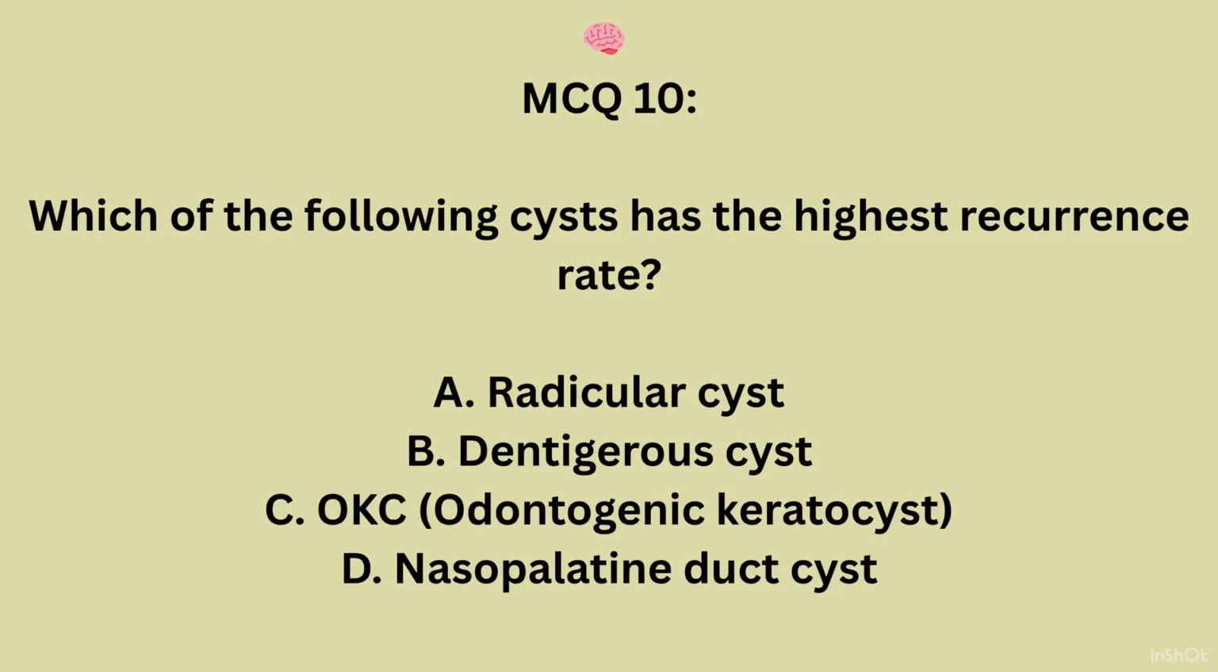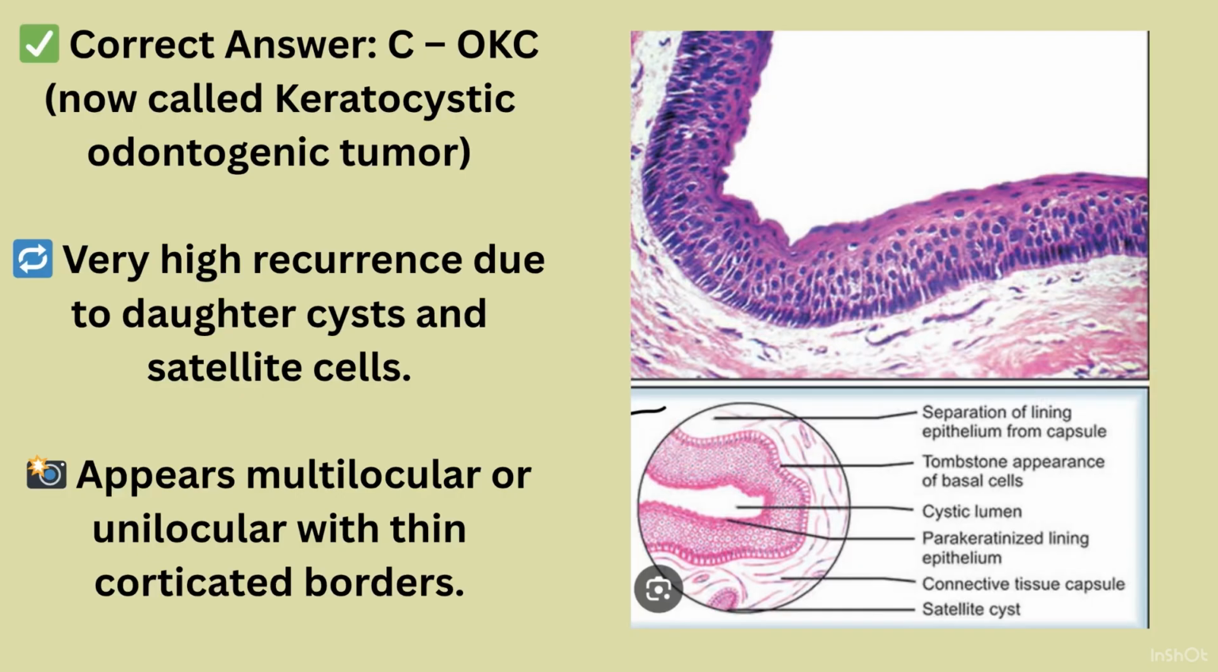Now MCQ number 10. Which of the cysts has the highest recurrence rate? The answer is OKCs, and the high recurrence rate is due to the daughter cysts and the satellite cells present in it.